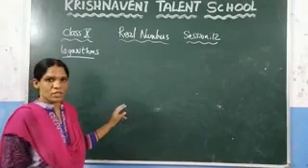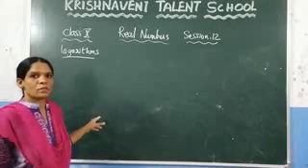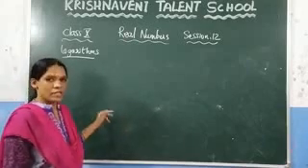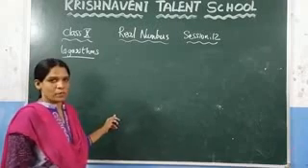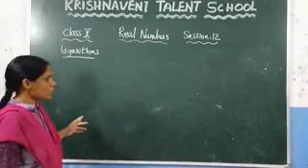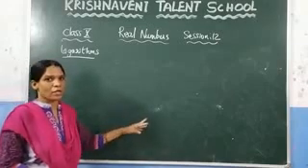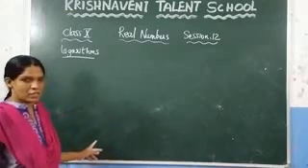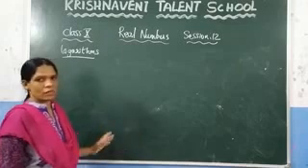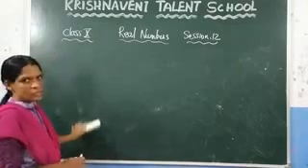log a to the base a is 1, and we discussed 3 laws of logarithms. Log xy to the base a is nothing but log x to the base a plus log y to the base a. The next one, log x by y to the base a is nothing but log x to the base a minus log y to the base a. Next, log x power m to the base a is nothing but m into log x to the base a, and at last we discussed a power log x to the base a is nothing but x. These all we discussed. Now based on this, we are going to discuss the next exercise.